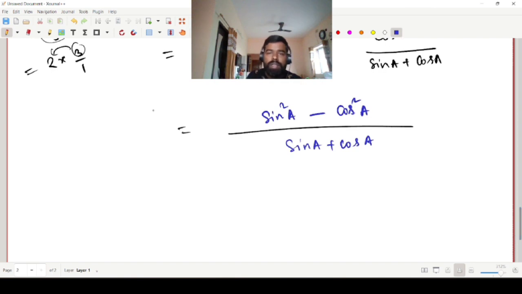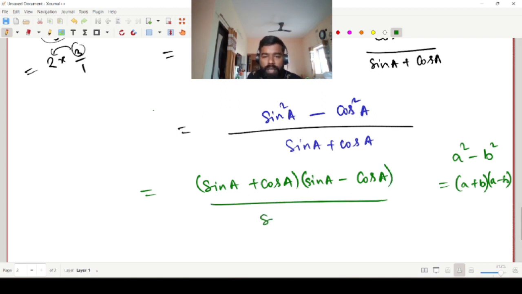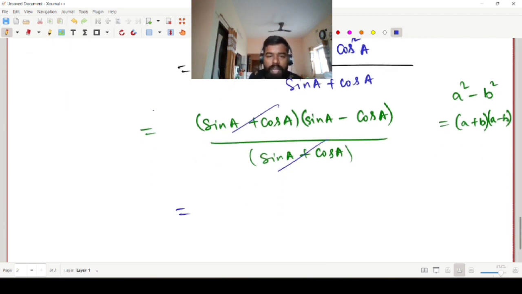Again we can use the formula A square minus B square, which is A plus B and A minus B. So then I can write sin A plus cos A and sin A minus cos A, that is A plus B and A minus B, and downside it's sin A plus cos A. So you can cancel these two, and finally you have sin A minus cos A.